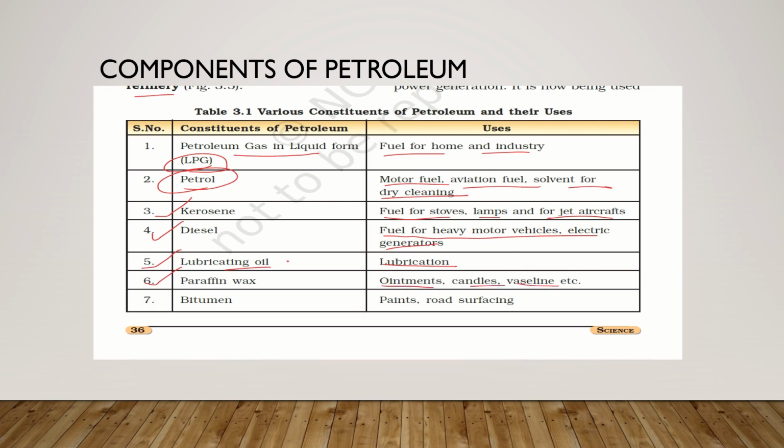Then comes bitumen. Now, what is bitumen used for? Bitumen is used for the surfacing of roads, and it is used in paints. So these are the components of petroleum and their uses. Now we will move on to natural gas.